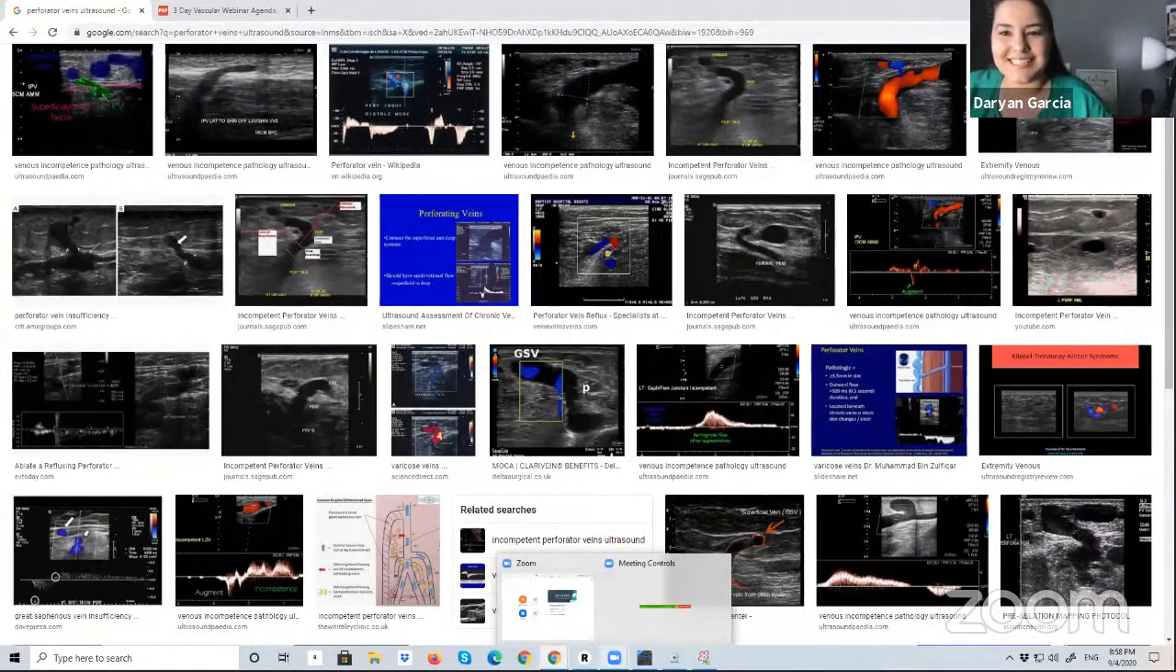So that's the thing about ultrasound. You're always learning, and you learn new stuff. Like this criteria that we're using right now, more than 5 seconds. It wasn't like that before. Before it was like 3 seconds. So it's changing all the time.